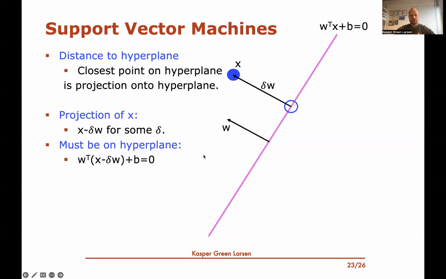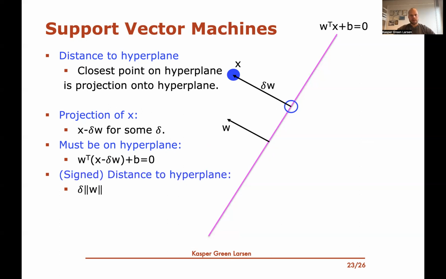So just to get a formula for it, we know that this point here, the projection, has to lie on the hyperplane. That's the definition. So it's moving in this direction and it has to lie on the hyperplane, which means that it must satisfy this equality: X minus delta W, giving us this point here, has to lie on the hyperplane, meaning that W transpose (X minus delta W) plus B has to be 0.